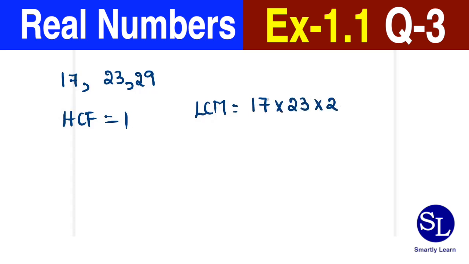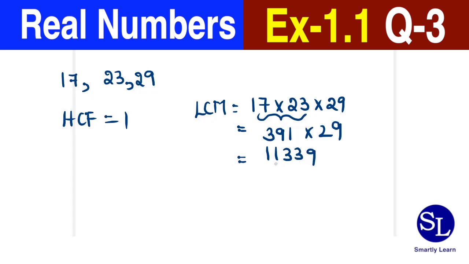So it is 17 into 23 into 29. 17 into 23 is 391. Again multiplied with 29, you get 11339. So the LCM is 11339 and the HCF is 1.